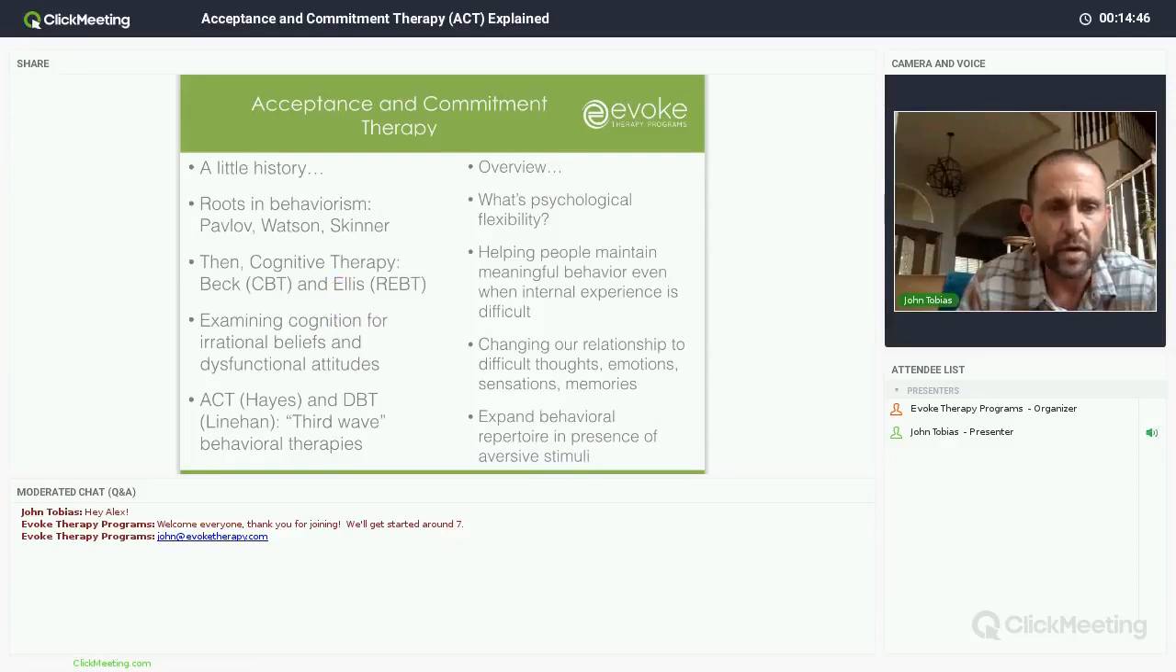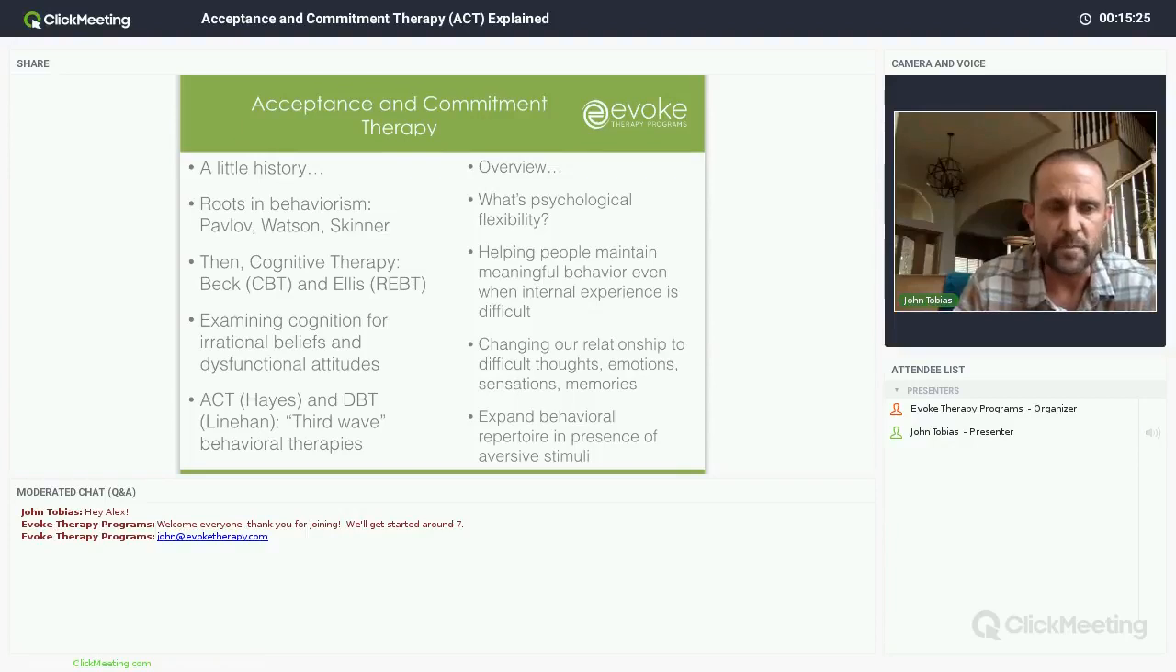All right, brief overview and brief history of ACT. Talk a little bit about where acceptance and commitment therapy comes from. It has its roots in behaviorism. And most of you may have heard about Pavlov and Pavlov's dog. He trained his dog to salivate at the ring of the bell. So the conditioned stimulus was the ring of the bell, and it elicited this response of salivation. Then there was Watson and B.F.